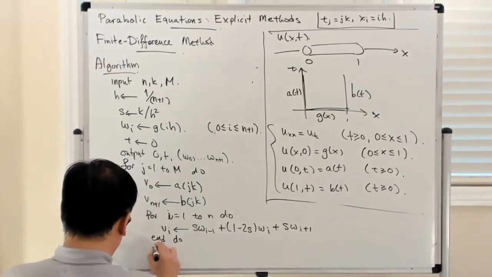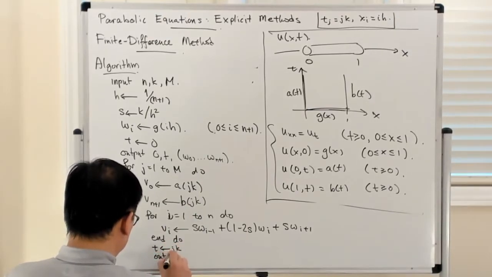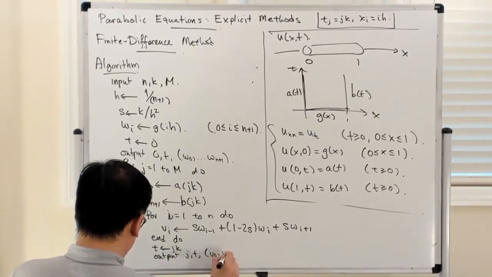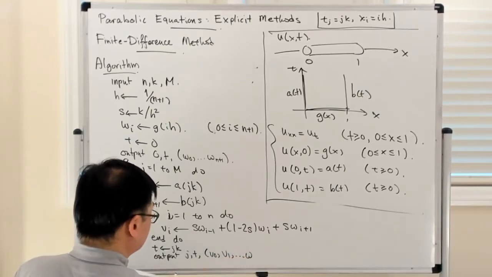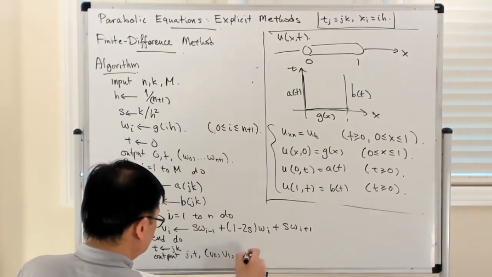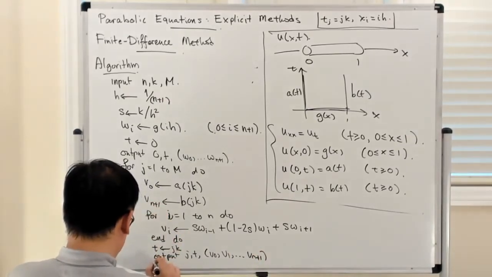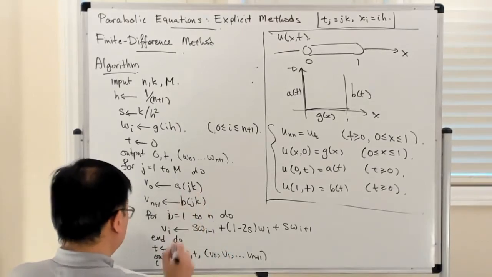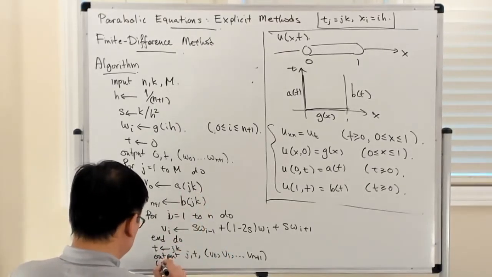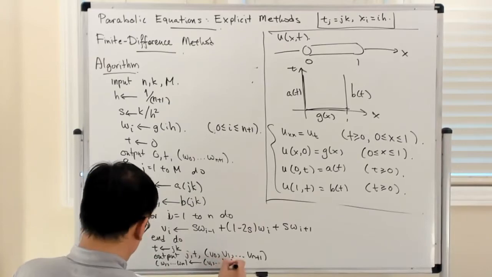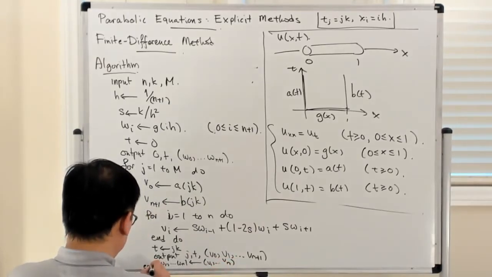Then you increment the time. Time is jk. And then you output the time and then v_0, v_1, up to v_{n+1}. And then you take the v and you put it in w, because that's where the old stuff was. So w_1 to w_n gets v_1 to v_n. Then you end the do.